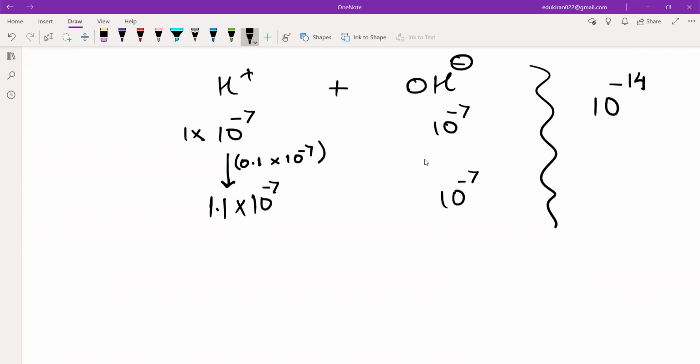So what I'm going to do, I'm going to react in this case minus 0.05 into 10 to the power minus 7, and here also minus 0.05 into 10 to the power minus 7. Since I have added 0.1, when I have to remove 0.1, I distribute it: half of the moles I will be removing from H plus and half from OH negative, and this will be equal to 0.1, whatever I have added.